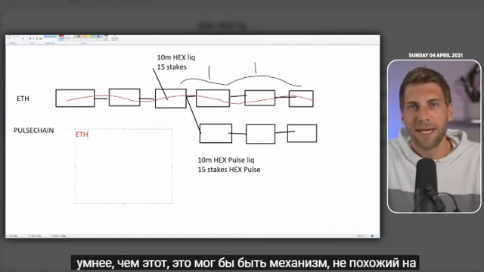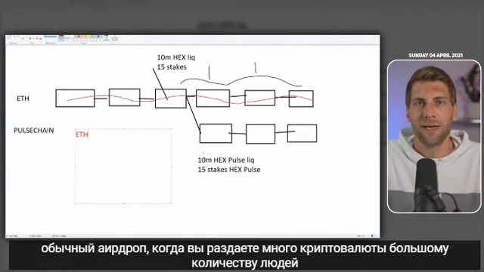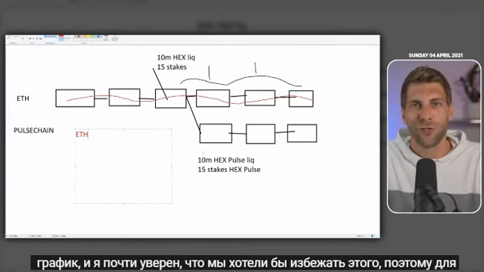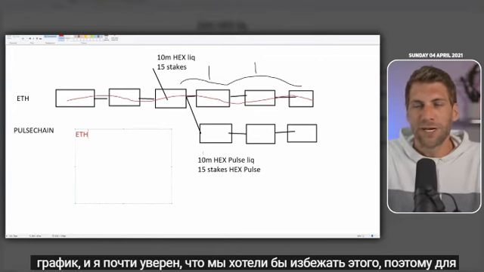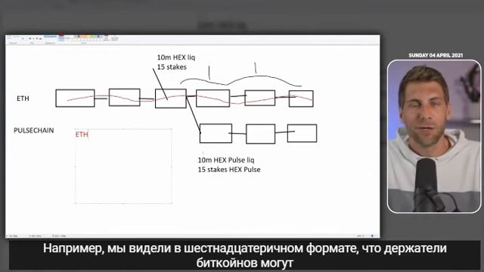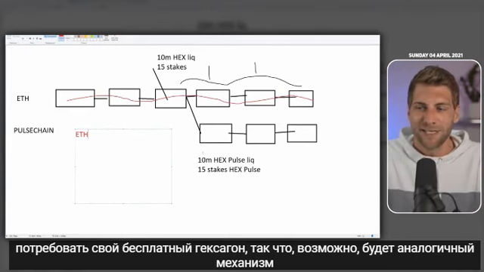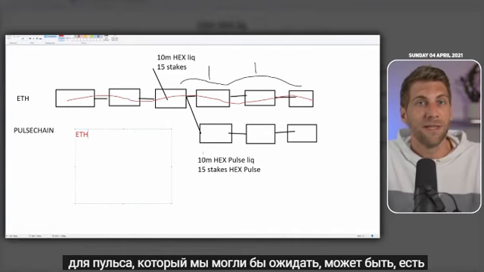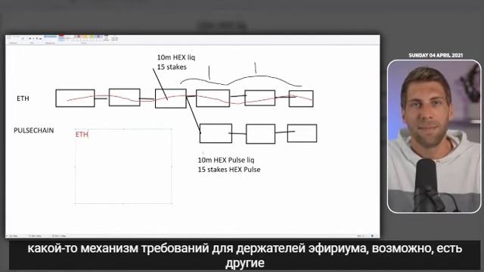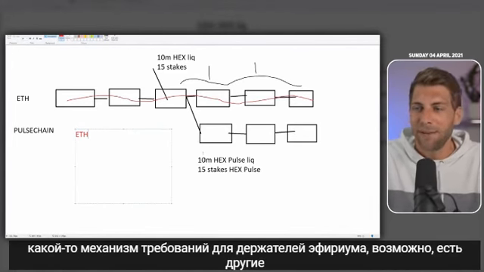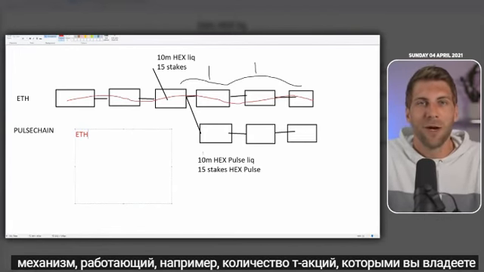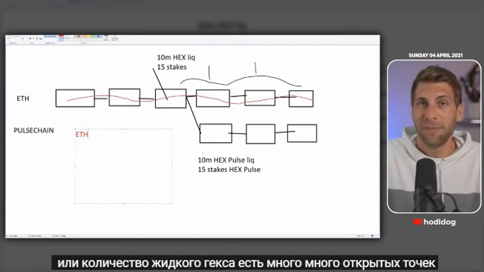This could be a mechanism, not like a usual airdrop where you give away a lot of crypto to a lot of people at once. This could result in a huge dump on the chart, and I'm pretty sure we would like to avoid that. We saw in HEX that the Bitcoin holders could claim their free HEX, so maybe there will be a similar mechanism for Pulse. We could anticipate some claim mechanism for Ethereum holders, or maybe other mechanisms based on the amount of T-shares you own or the amount of liquid HEX. There are many open points.